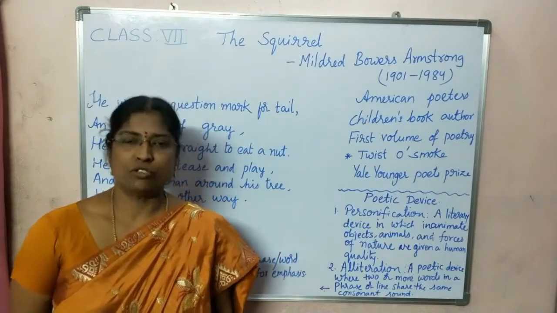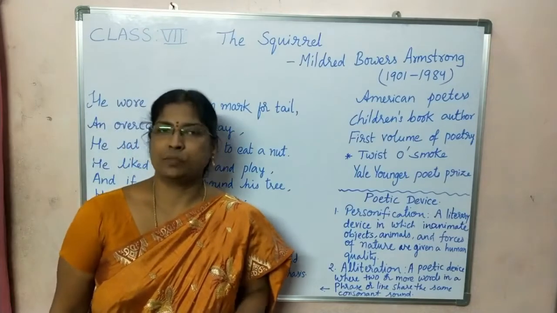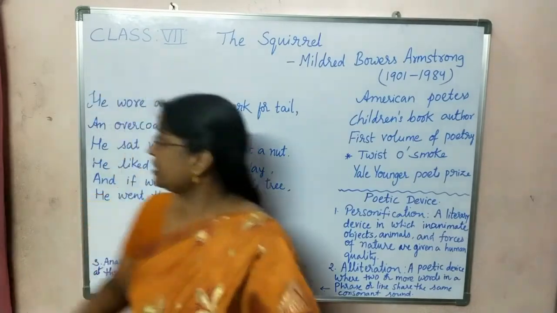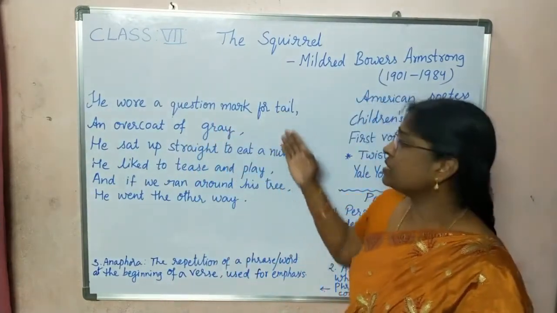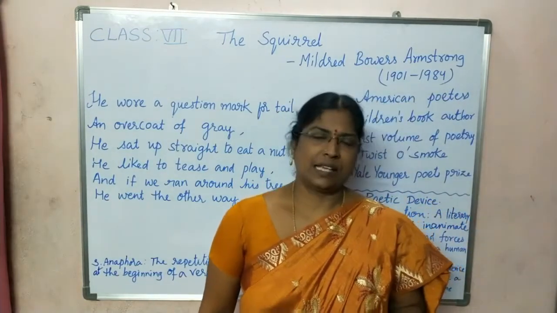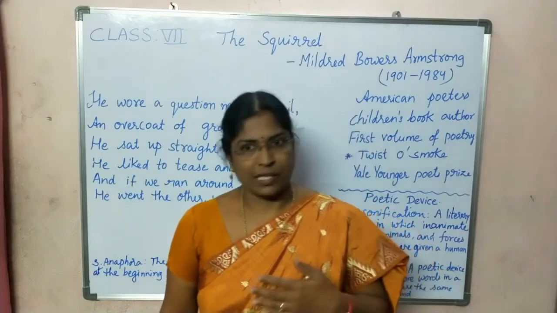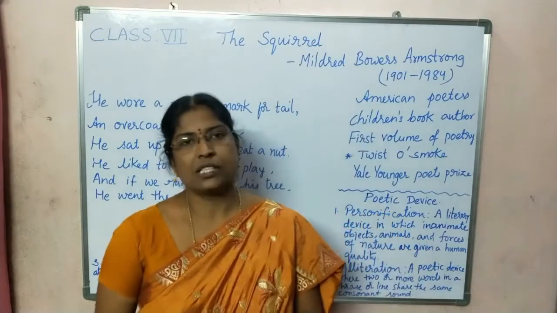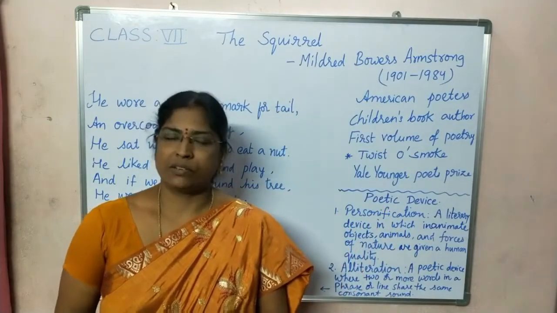Coming to the poem, the atmosphere of this poem is very cheerful and expressive. The poem which we have for our study, The Squirrel, is a poem of around 6 lines. It tells us about the squirrel's appearance and also about its basic nature. The poetess observes the squirrel very keenly and writes the poem for us. Now, let us read the poem.